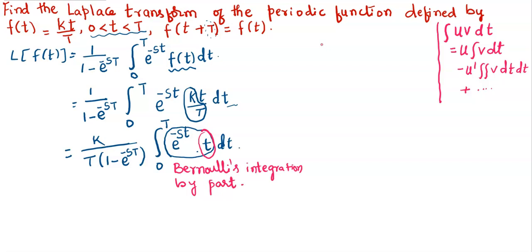So in this problem, the t is a polynomial, but the degree is 1. See, the differentiation of t with respect to t becomes 1. So therefore, we are taking the t as the part for differentiation. This term will be retained the same. So the first function is now t.